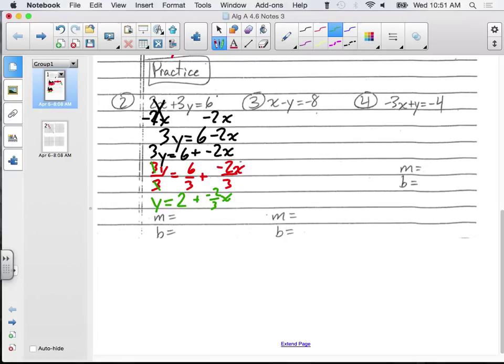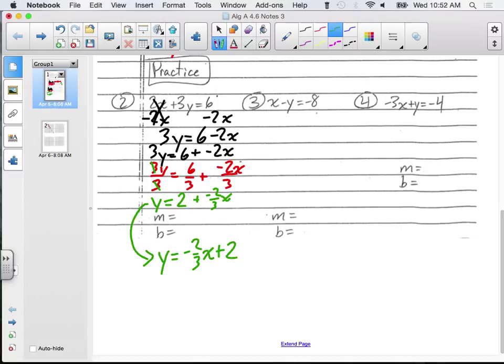Now is that in slope-intercept form? We just switch the 2 and the negative around, and I didn't leave myself enough room, so I'm just going to draw an arrow down there. Alright, so is that in slope-intercept form? Yep, because we have y equals negative 2/3 x, that's our mx, and plus b.